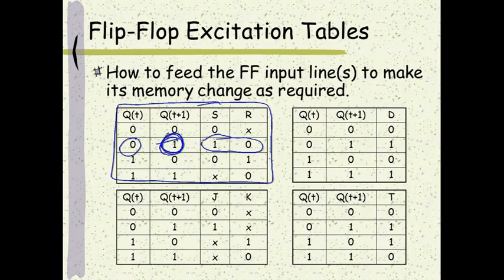For another example, if you want the system to stay at 1, 1, no change, what you do is set reset equal to 0. You're not going to reset. And then this set signal, you don't really care.